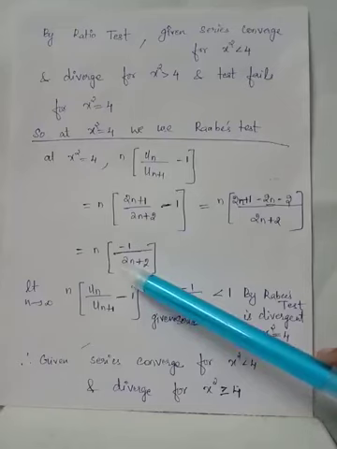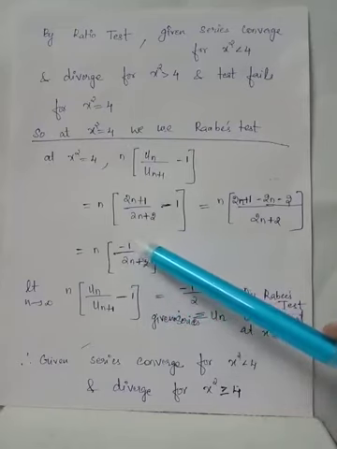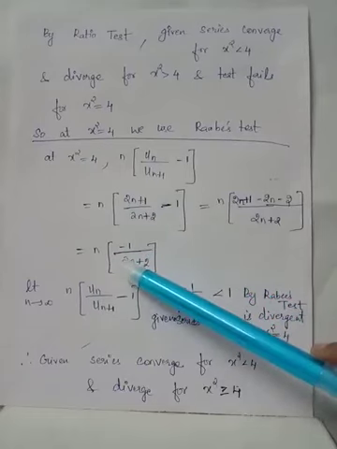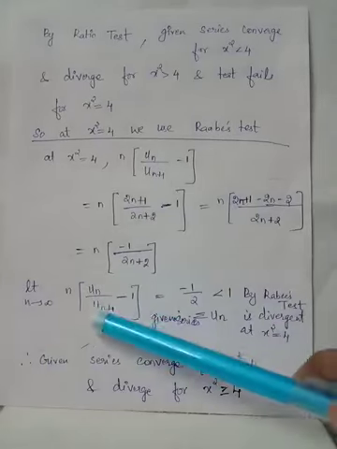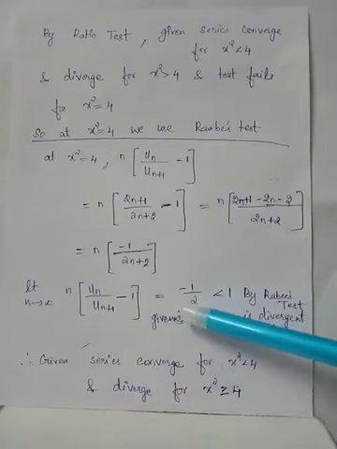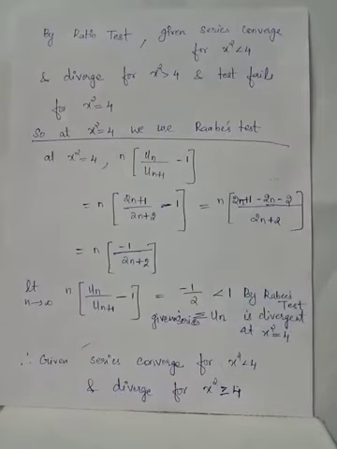So after limit n tends to infinity is applied, we are left out with minus 1, which is a constant term in the numerator, and 2, which is again a constant term in the denominator after we have divided the denominator by n. So minus 1 by 2 is the answer for limit n tends to infinity n into un by un plus 1 minus 1. Since this particular value is less than 1, by Raabe's test, whenever k is less than 1, the given series is divergent. Therefore, at x square equals 4, the given series is divergent. So, as a whole, using Raabe's test and ratio test, we conclude the series is convergent for x square less than 4 and the series is divergent for x square greater than or equal to 4.